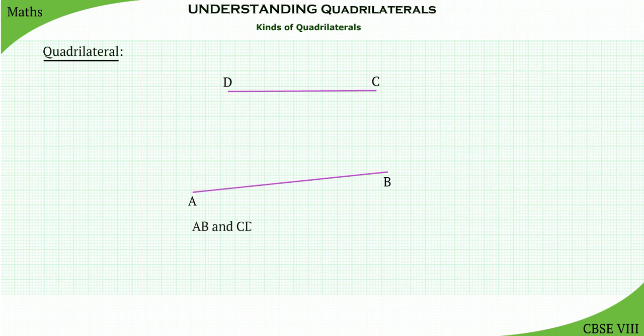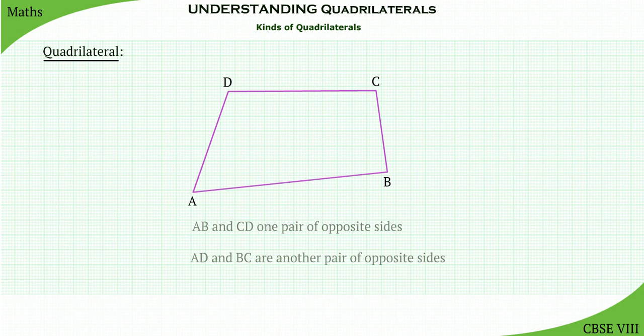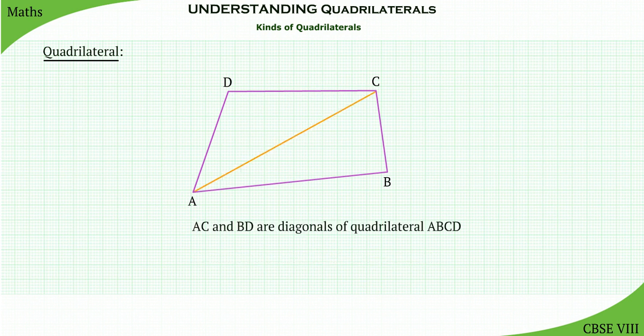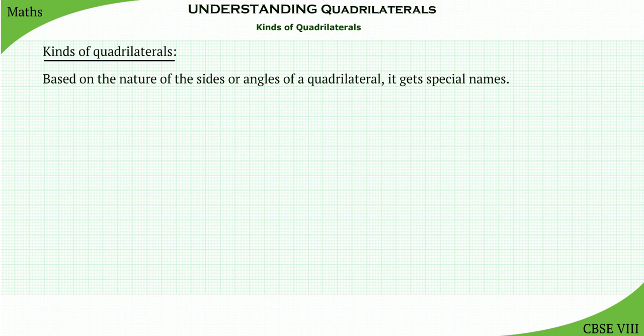AB and CD are one pair of opposite sides. AD and BC is the other pair of opposite sides. By joining the two non-consecutive vertices, we will get diagonals. So AC and BD are diagonals of quadrilateral ABCD. According to the nature of sides or angles of a quadrilateral, it gets a special name.